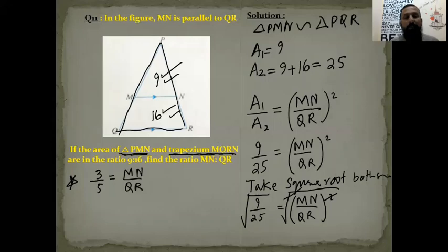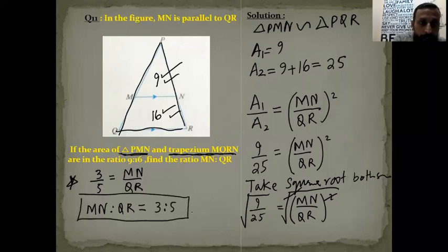So what did they ask? Find the ratio MN to QR. Therefore the required ratio MN to QR equals 3 to 5. This is the required answer. I hope this makes sense and the concept is very much clear. If not, you can comment on it and I'll help you out. So this is the right answer, 3 to 5.